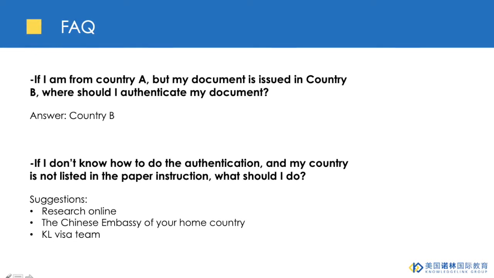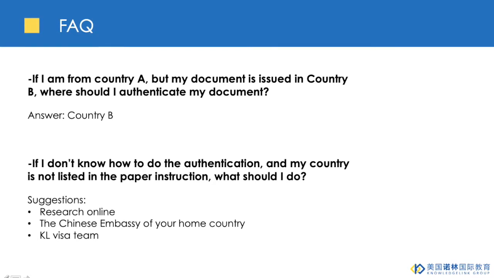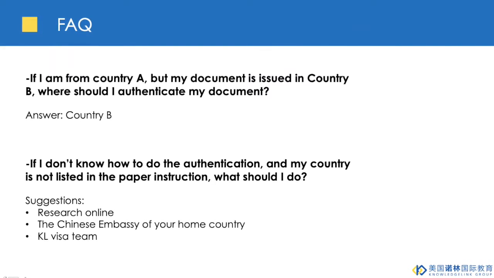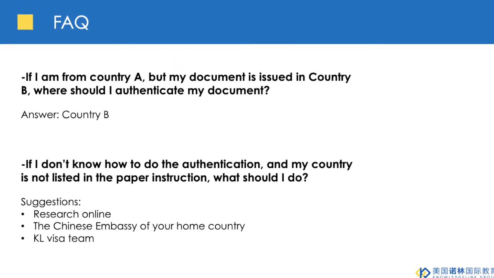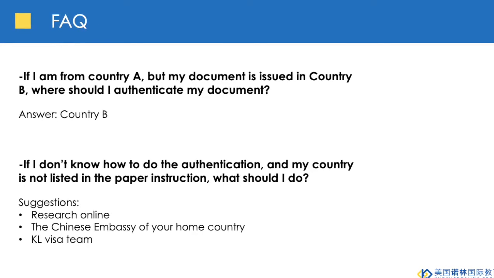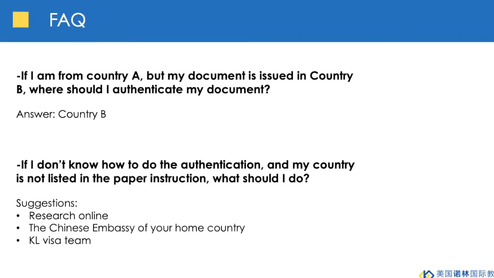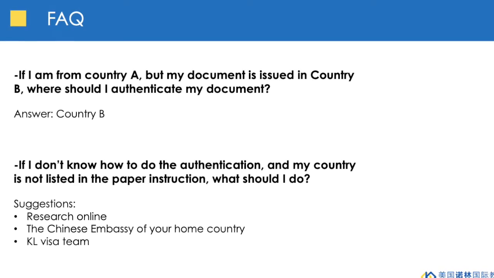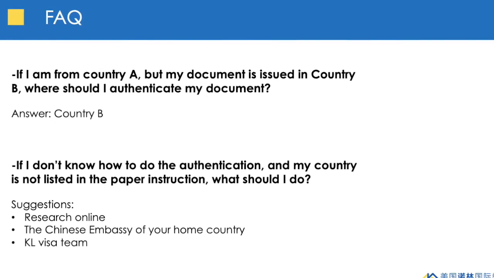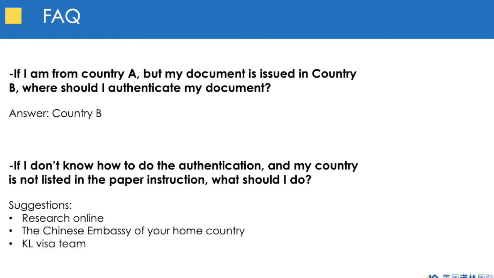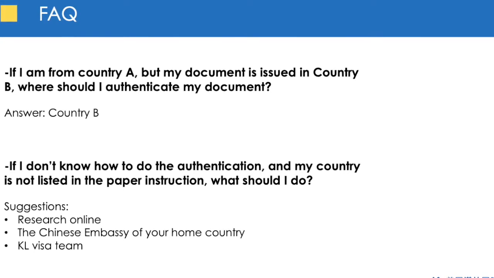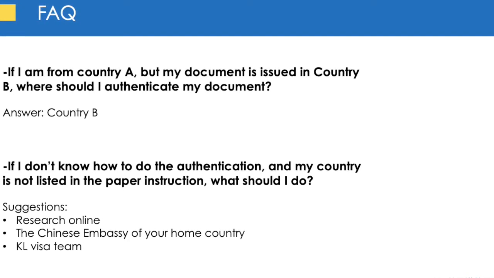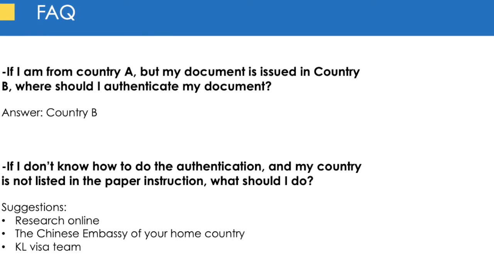The first one is, if I'm from country A but my document is issued in country B, where should I authenticate my documents? The answer is country B, because only the Chinese embassy in the document-issuing country has the authority to authenticate it. So if a teacher who is from the United Kingdom achieved his or her degree in the US, then his or her degree should be authenticated by the Chinese embassy in the US. If the teacher does not live in the US anymore, no worries. We have an agency in the US to help with the authentication.